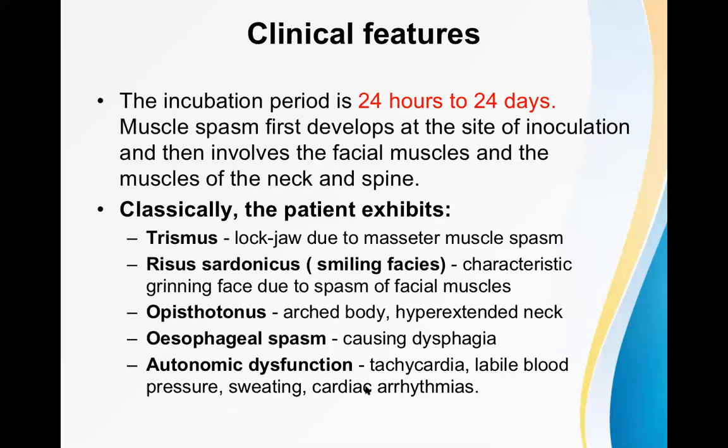Now, regarding the autonomic dysfunction, the patient may have tachycardia, labile blood pressure, meaning fluctuating blood pressure. It may be high, it may go low also, sweating, and cardiac arrhythmia. All of these are functions of the sympathetic nervous system. So sympathetic nerves may be affected by tetanus. So this autonomic dysfunction feature may be seen. Let's move on.